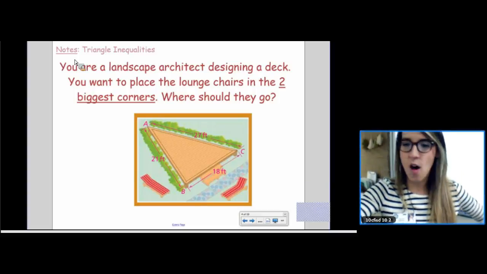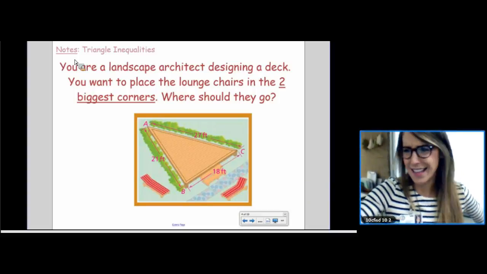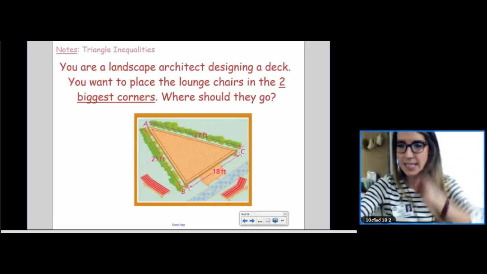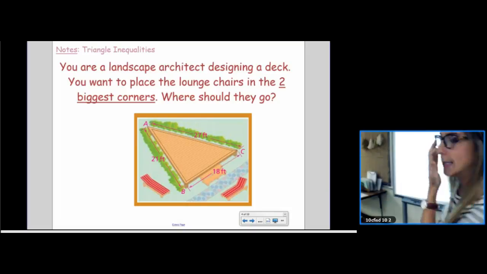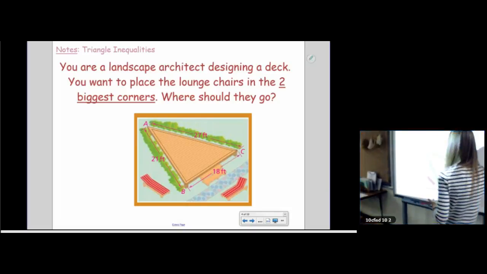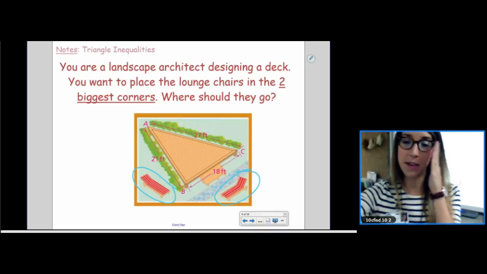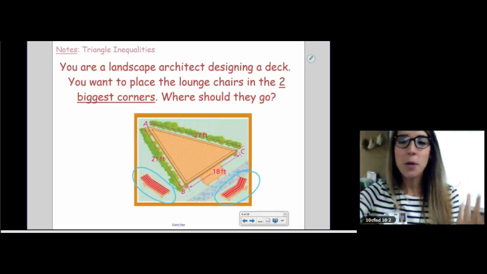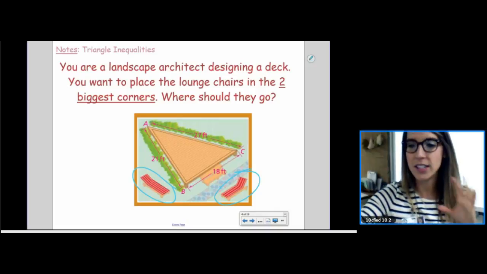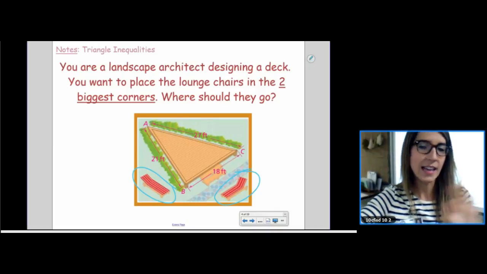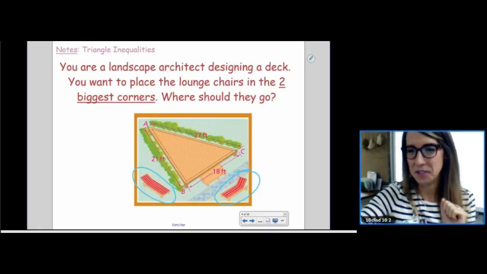Let's start this lesson out with a predicament. You're a landscape architect, and you're designing a deck. Your client has already bought these nice little lounge chairs that they wish to place on your deck. You want to make sure that you place those lounge chairs in the largest angle possible, giving that person room. You can put a side table. We'll really let them lounge.